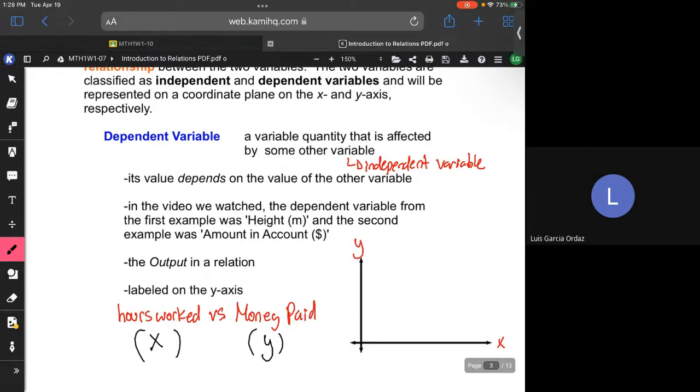So like if I work no hours, I'm going to make no money. But if I work longer hours, I'm going to continue to make more money. Or if you're a big spender, for example, if you have like $1,000 in your bank account and you like spending $5 per week, eventually you're going to hit zero, right? Because the amount of money depends on how long you're spending that money for.